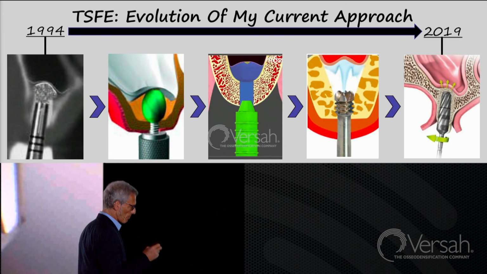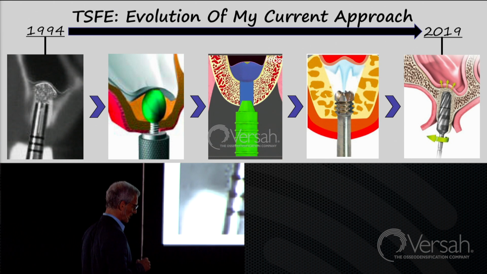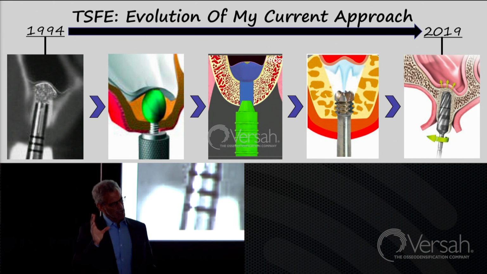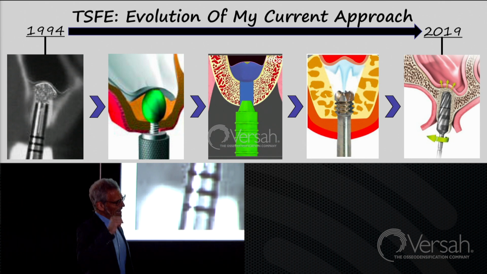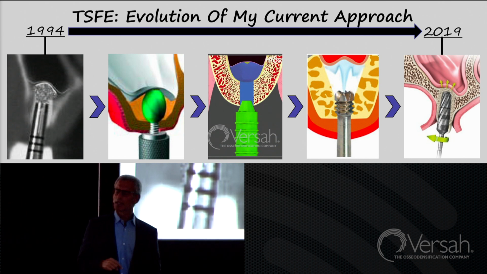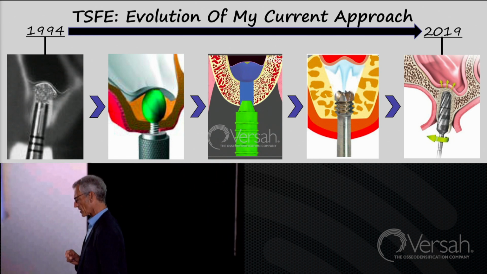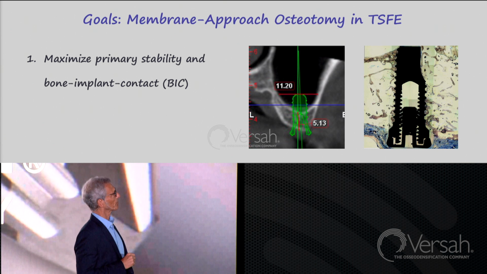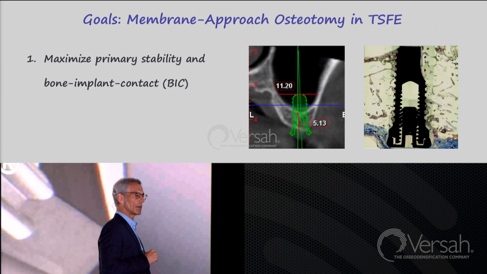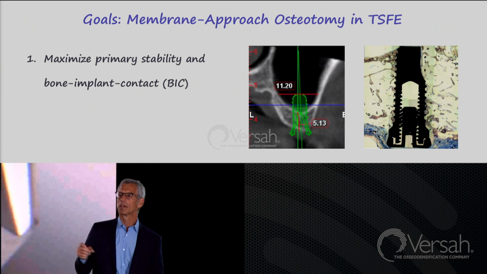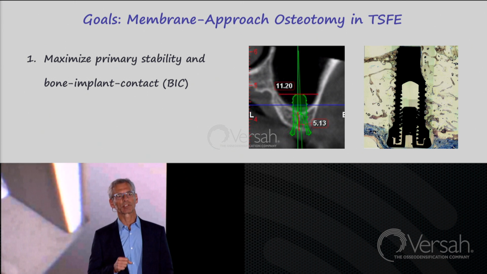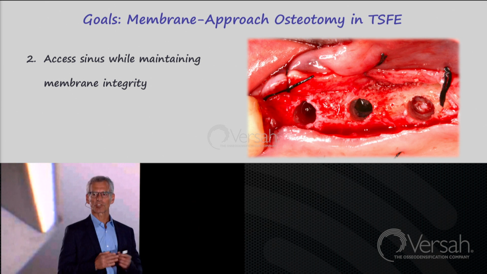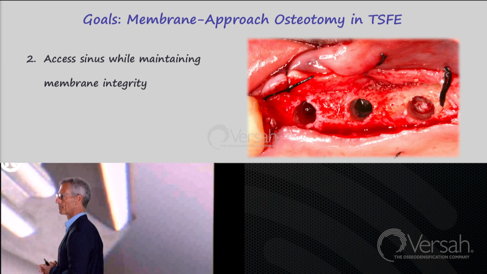Let me share with you my evolution in transalveolar elevation, which is not dissimilar to Ziv's, except I am going to stay in the box, because when I go outside the box like Ziv does, I don't get the same results. I'll begin with the membrane approach osteotomy. We have two goals. The first, maximize primary stability and bone-to-implant contact. The second, access your sinus while maintaining membrane integrity.